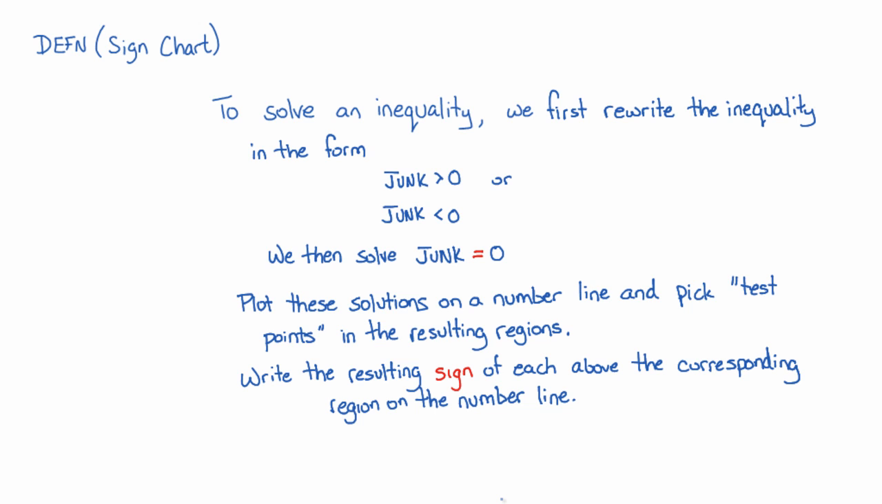At that point, you're essentially asking yourself, when is this stuff bigger than 0 or less than 0? And the better question to ask initially is, let's just find out when that stuff is actually equal to 0. It's an important step. Once you find those solutions when it equals 0, let's say that's at x equals 2 and x equals 5, you plot those points, or 3 or 5 points, or whatever it may be, on a number line, and then you pick test points in the resulting regions and plug those into your equation to see what the resulting sign is and write those signs above those corresponding regions on the number line.